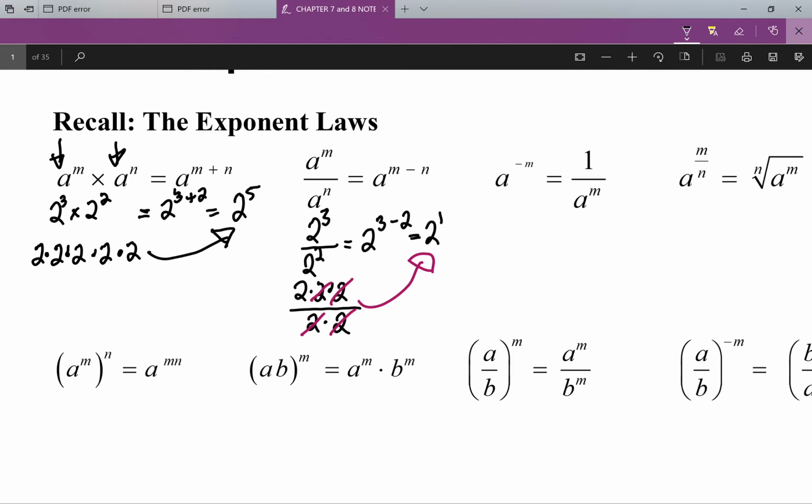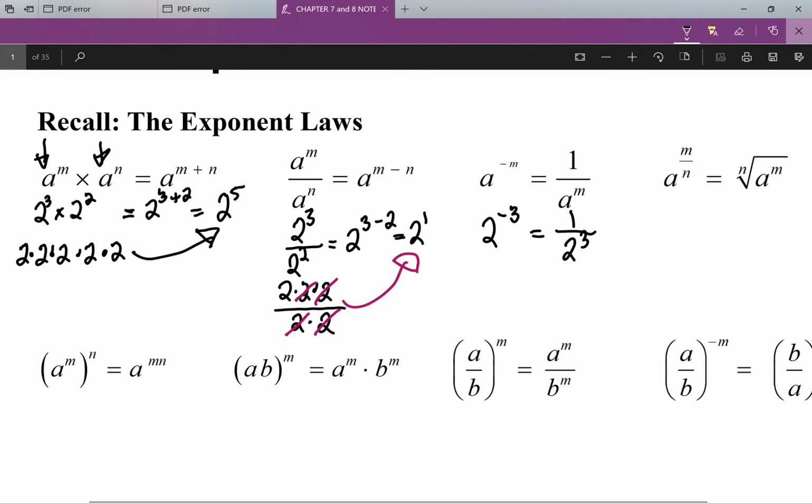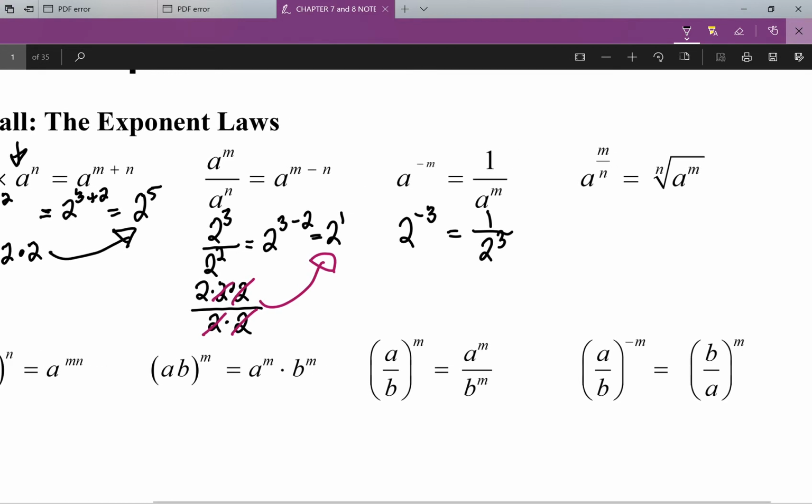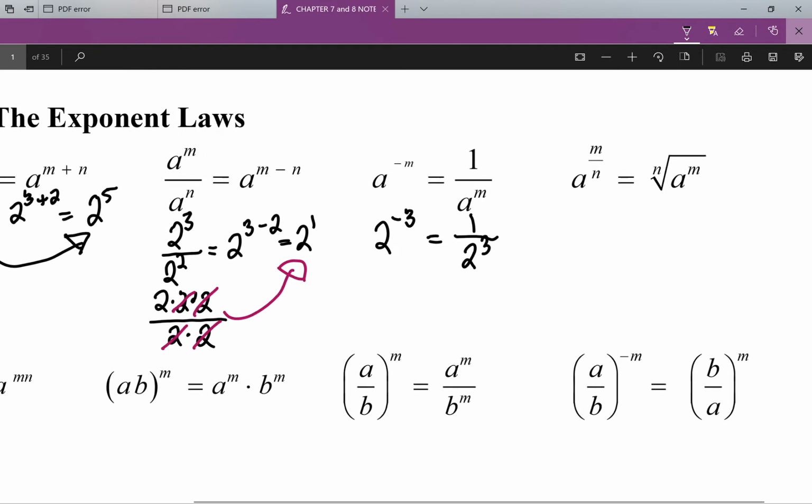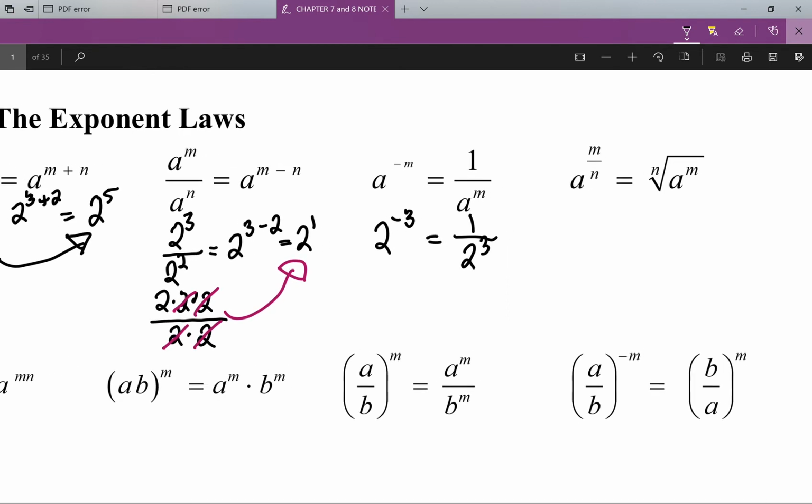A to the negative m equals 1 over a to the power m. When we see the negative in the power, it means that we reciprocate. I'm going to take it from the top and put it on the bottom, or take it from the bottom and put it on the top. So if I had 2 to the power negative 3, that would simply equal 1 over 2 to the power 3. Very important, that does not mean inverse. In this case, when it's a numerical exponent, it means that we're just going to reciprocate.